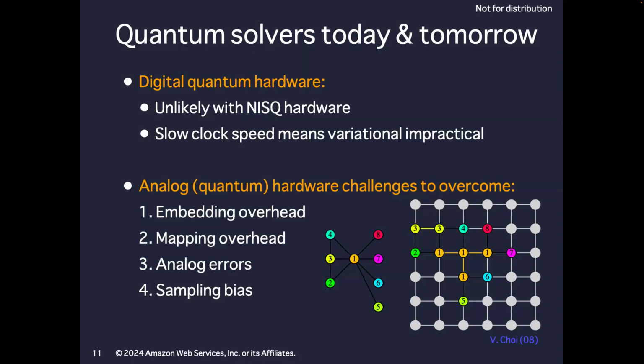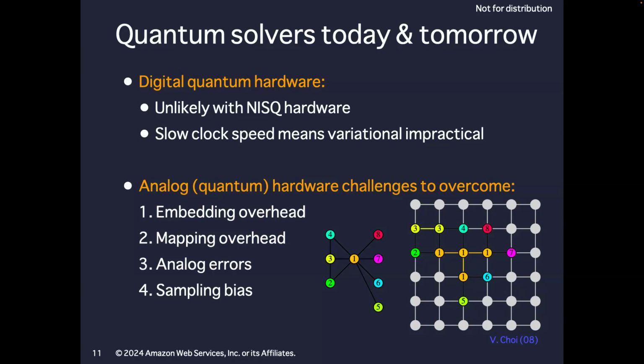What about digital quantum hardware? It's unlikely with the noisy hardware that we have today. First of all, it's noisy. Second, the other challenge is that you have small numbers of qubits today. And finally, certain modalities, for example ions, have very slow clock speeds. So if you want to do something variational, like QAOA, it's going to take forever. If you have to do 10 to the 6 shots or runs and it takes milliseconds, well, you can do the math.